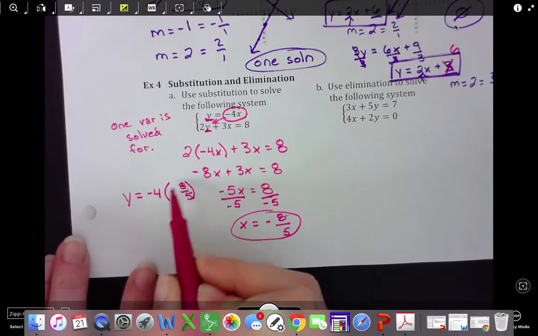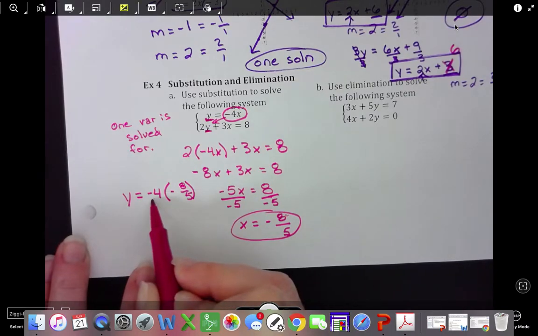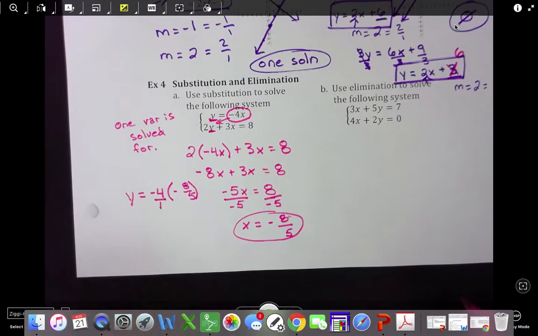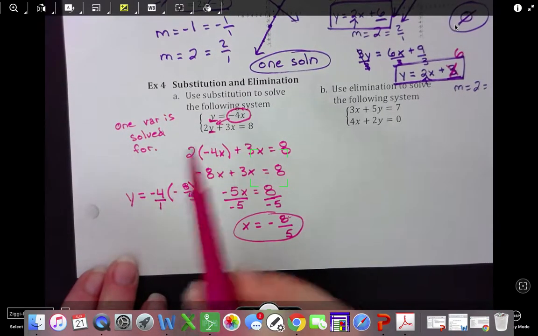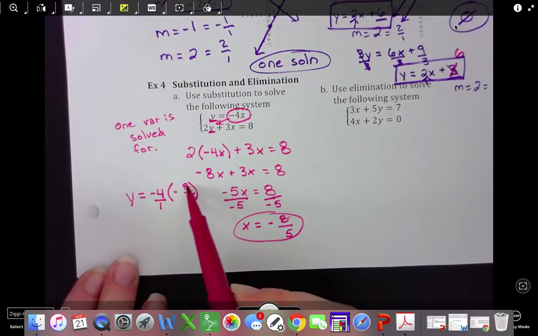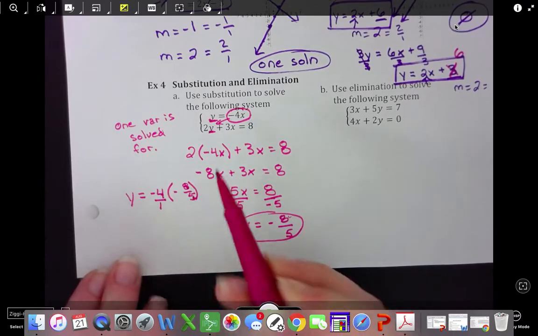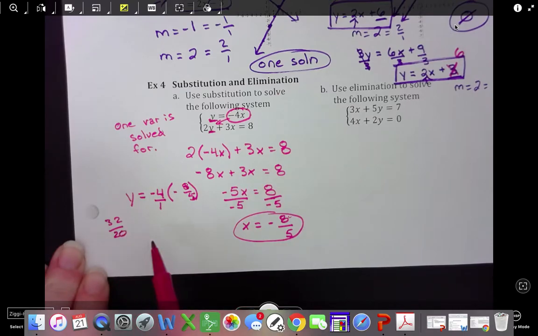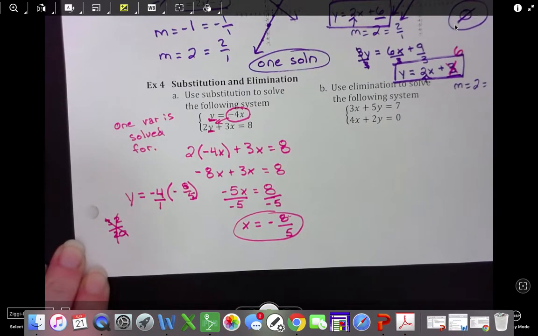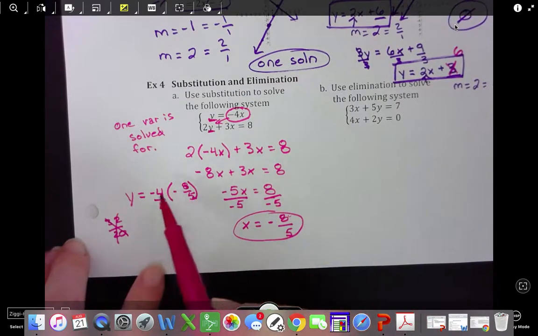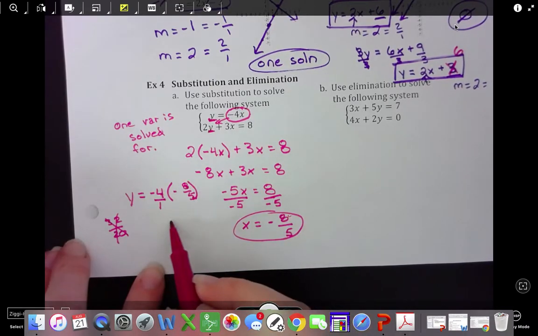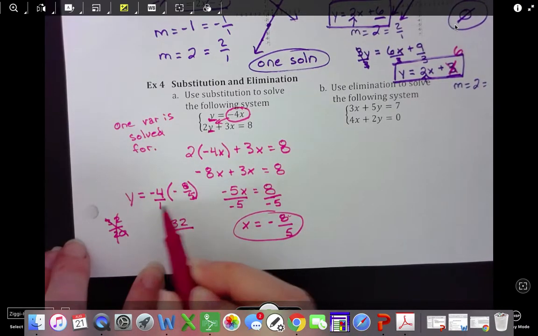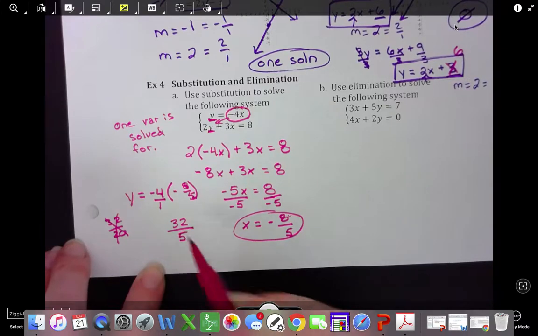Make sure that when you do this, you remember that the 4 actually means 4 over 1. I have a lot of students who like to take 4 times 8 and 4 times 5, which will give you 32 over 20. No, that's not right. Don't do that. It's actually 4 times 8, which is 32, over 1 times 5, which is 5.